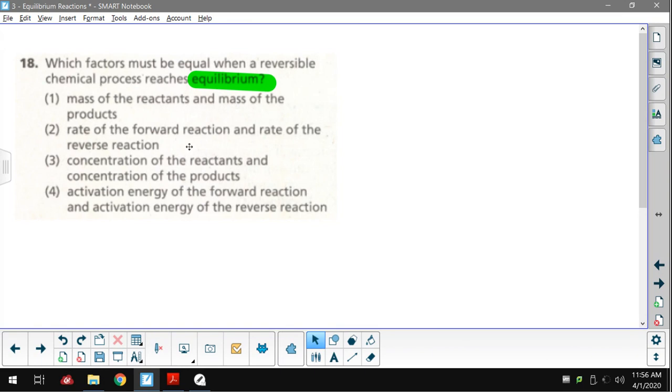The rate of the forward reaction and the rate of the reverse reaction, that is what you have in an equilibrium. The mass of the products and reactants could be different. Concentration of products, they're not going to be equal, right? Their rates will be the same, but their concentrations are not equal. And activation energy has nothing to do with it. So again, equilibrium just means the rate of the forward reaction and the reverse reaction are equal.